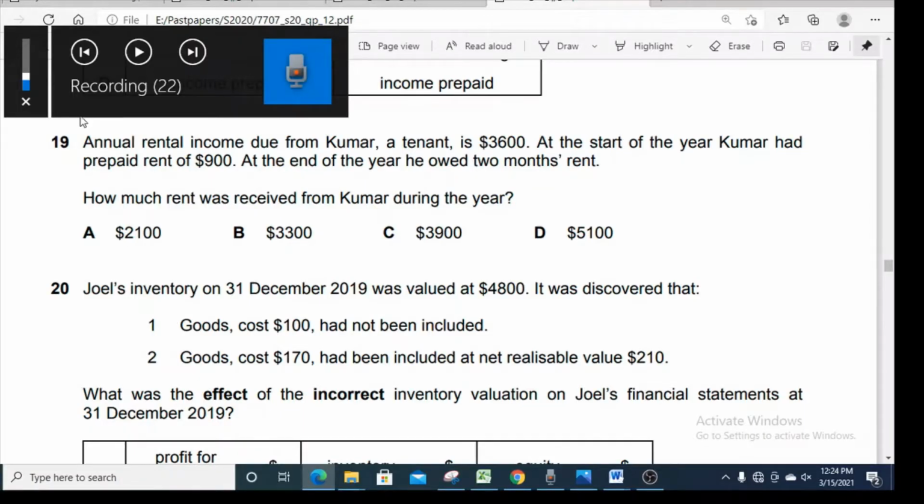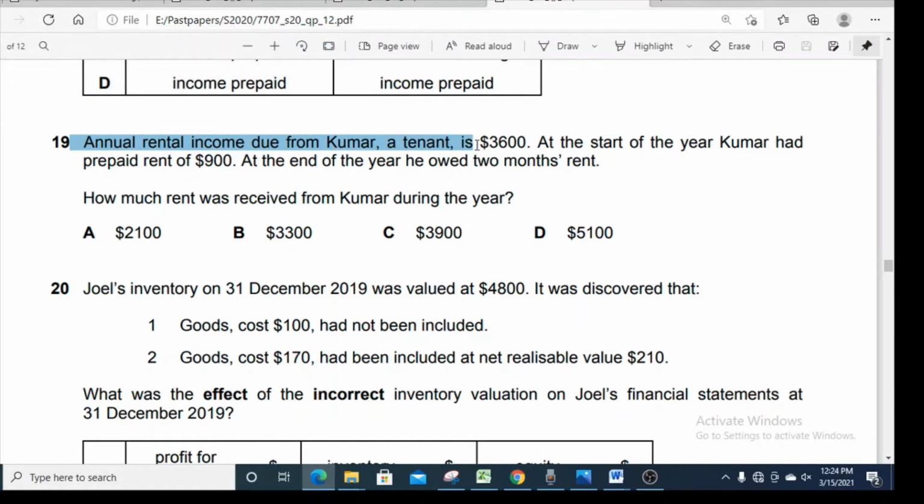Number 19 says, annual rental income due from Kumar, a tenant, is 3600. At the start of the year, Kumar had prepaid rent of 900. At the end of the year, he owed 2 months' rent. How much rent was received from Kumar during the year? Now, again, to attempt such an MCQ, my suggestion is to do it with the help of a T account, as we are supposed to make an income account.